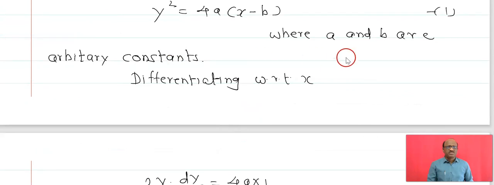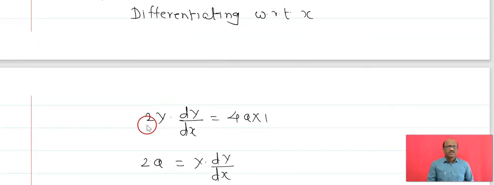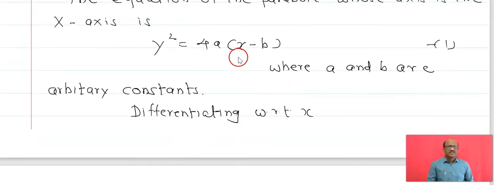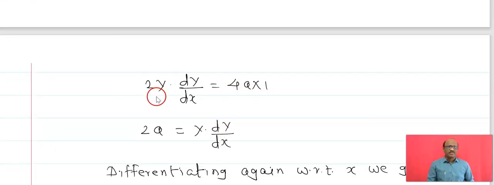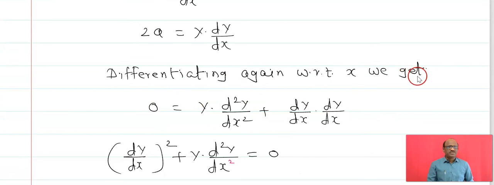Now differentiate this with respect to x. The derivative of y square is 2y into dy by dx, and the derivative of x is 1. You will get 2y into dy by dx equals 4a. Therefore 2a is equal to y into dy by dx. Now again differentiate this with respect to x. The derivative of 2a is 0, and the derivative of y into dy by dx is y times the derivative of dy by dx, which is d2y by dx square, plus again the derivative of y, which is dy by dx, into dy by dx, that will become (dy by dx) whole square.